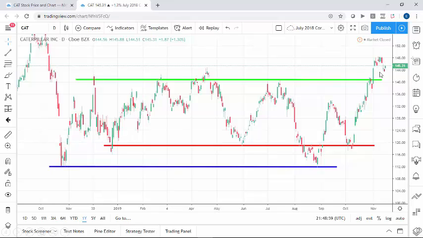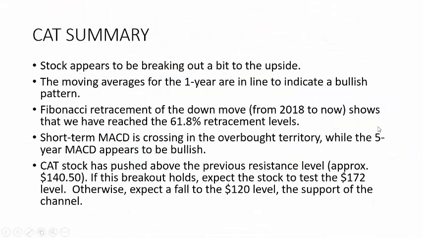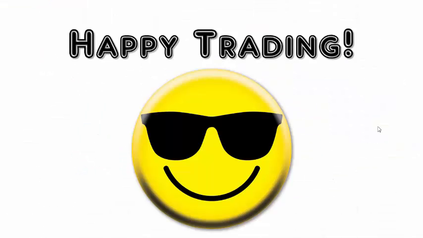But I really think a couple more days of price data will give us a strong indication of whether or not this is truly a breakout, or if this is just the higher high that is ultimately going to lead back into the channel. So that's it for today's technical analysis look at Caterpillar stock.